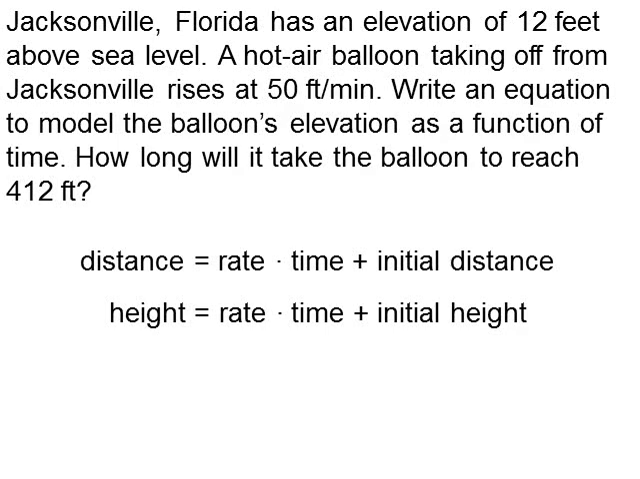So that's a variable. T is a variable, the time. The rate is 50 feet per minute. And the initial height is 12 feet. So the equation we get here is h equals 50t plus 12.